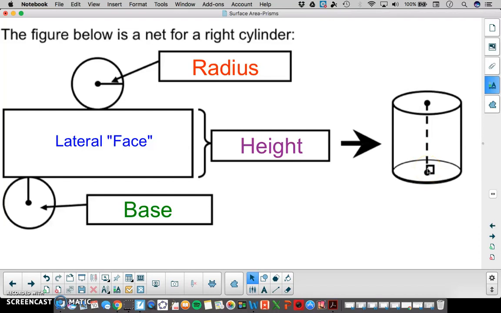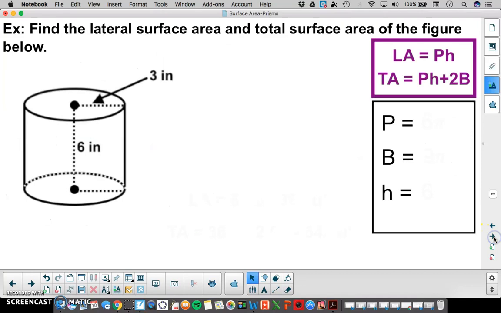The lateral area and total area formulas are exactly the same. We're just considering that we're finding the perimeter of a circle and the area of a circle. So when we look at lateral area and total surface area here, we're finding the perimeter of a circle, which is circumference. So we're given the radius of 3. So to find the perimeter of the circle, that's 2 pi r. So 2 times 3 pi is 6 pi.